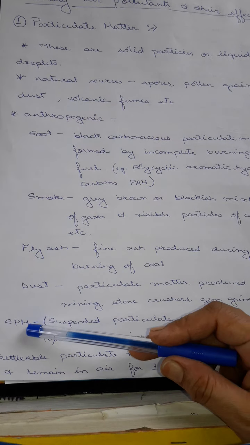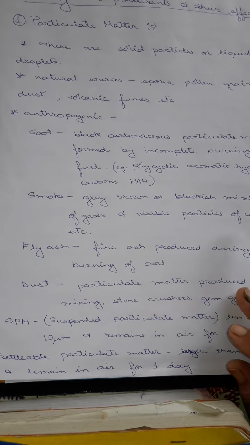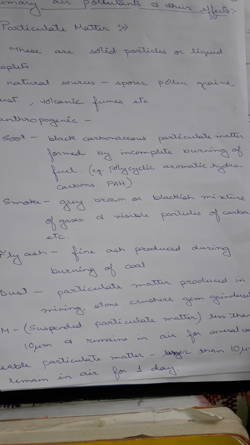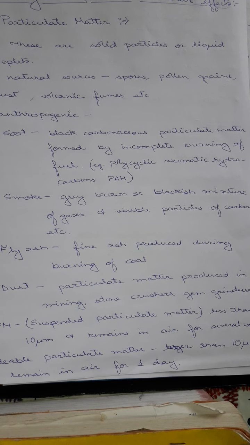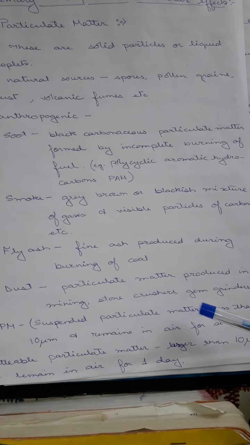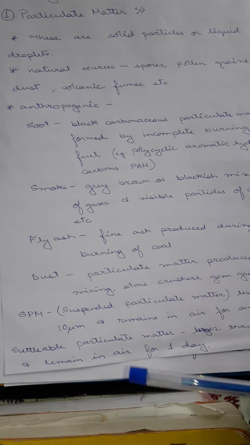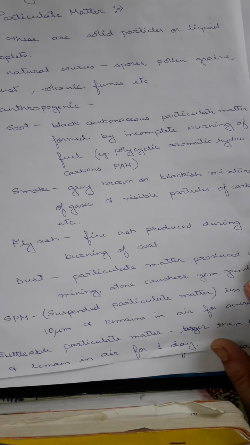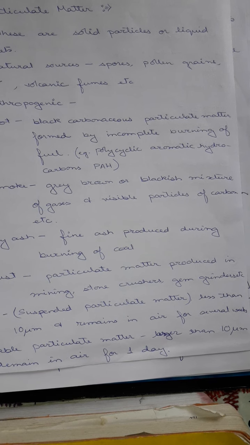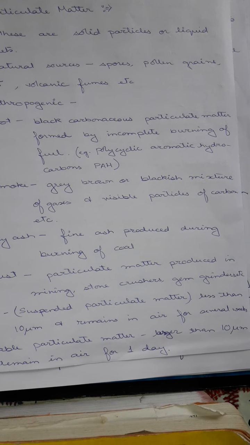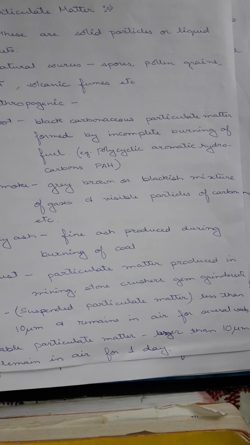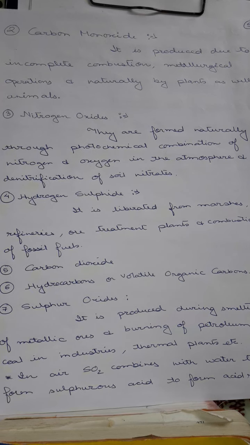Then we come across the term suspended particulate matter. That means some particles remain in the air which are less than 10 micrometer and they can remain there for several weeks. Those are known as suspended particulate matter. Again, settleable particulate matter means the particles which are larger than 10 micrometer and can remain in air only for one day. So those are known as settleable particulate matter.